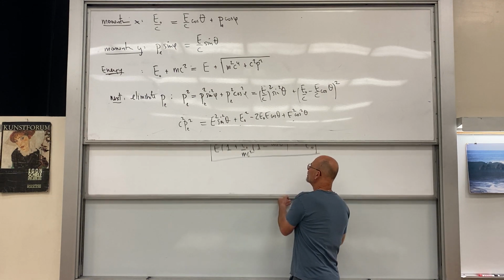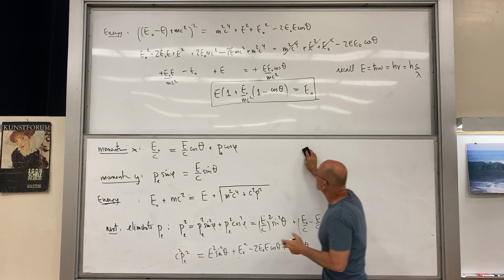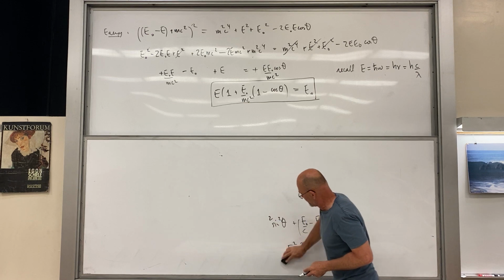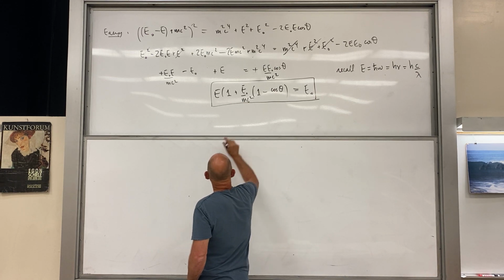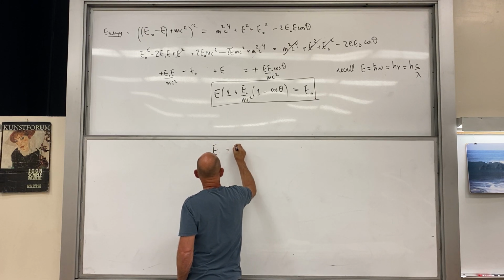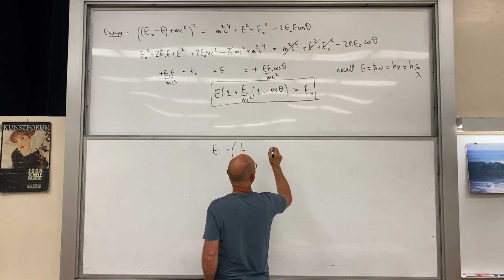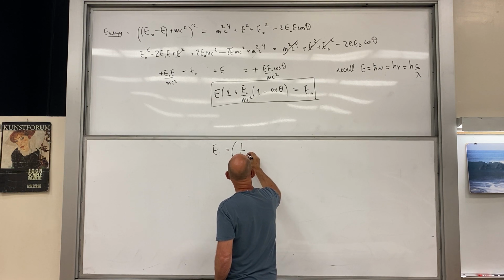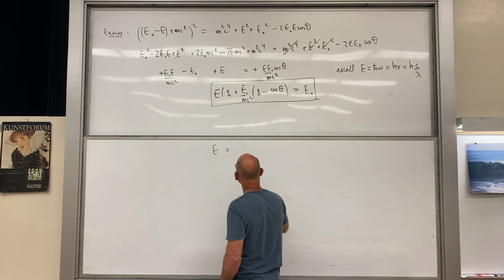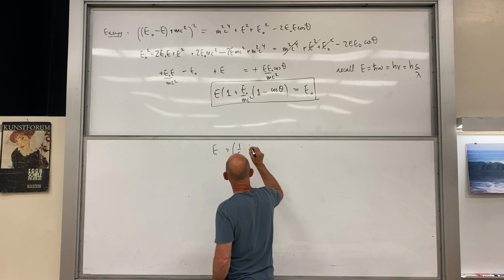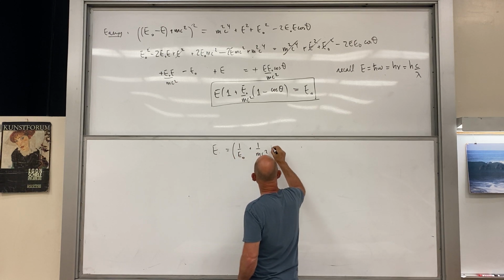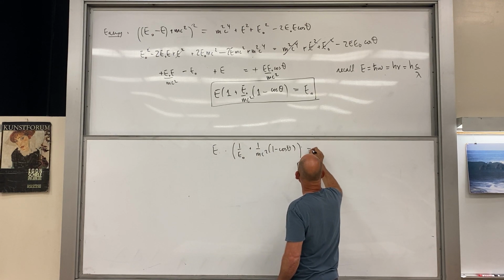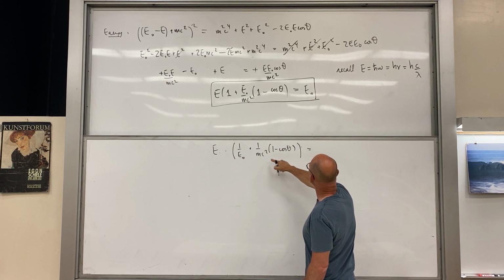And in fact, here we can divide by the E0 right now, so we'll have E equals, do it in 2 steps, so 1 over E0 plus 1 over mc squared, 1 minus cos theta, E times equals 1. So we divided the whole thing by E0.